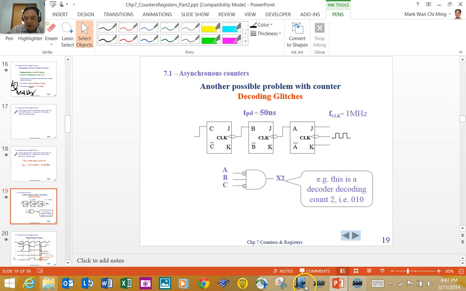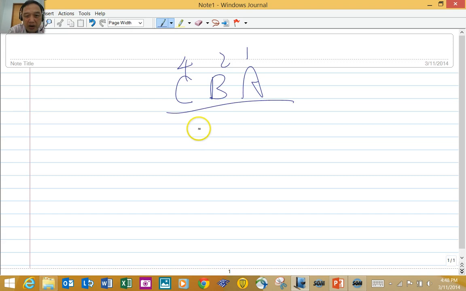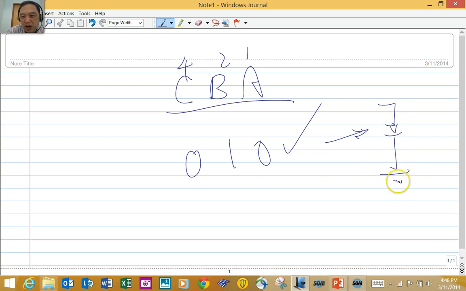Okay, let me talk a bit more. In this case, the count is 2. C, B, A have weights 4, 2, 1, that is 2 to the power 2, 2 to the power 1, 2 to the power 0. So 2 is 0, 1, 0. When I count to this, you let me know. You turn on the LED for me, so I will know that number 2 has come already. So how am I going to implement this circuit?